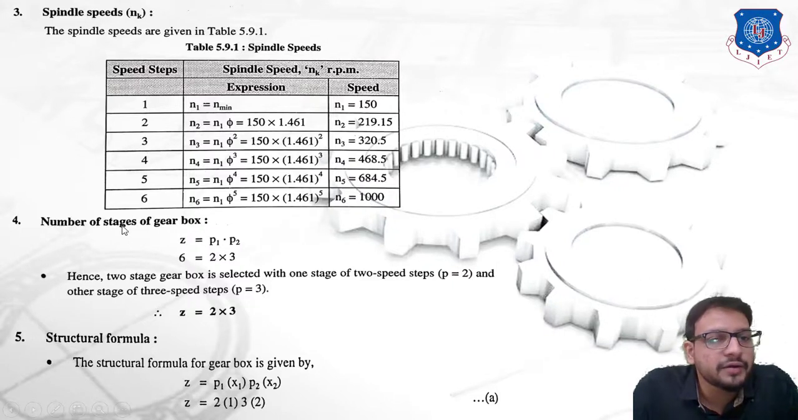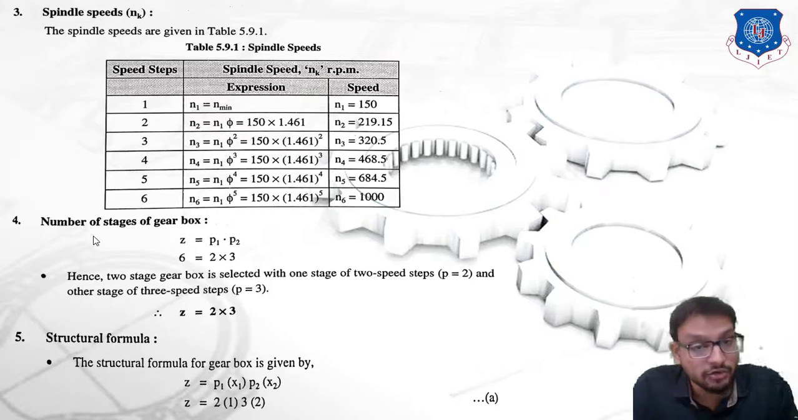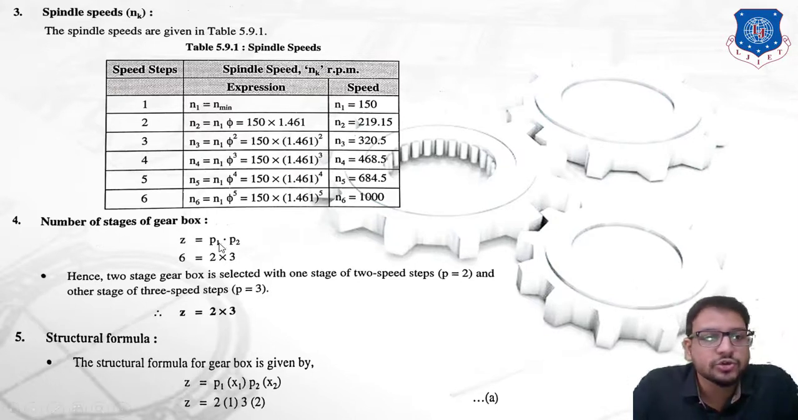Okay, now our next task is to determine the number of stages involved in our gearbox, right? So we need to determine that. Why? Because we need to draw a structural diagram. Since we know the structural formula, Z is equal to P1 into P2 and it is given as 6, we can factorize it into multiples of 2 and 3. So it is going to become 2 into 3.